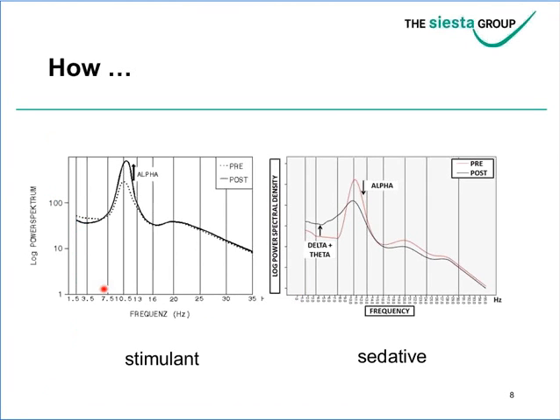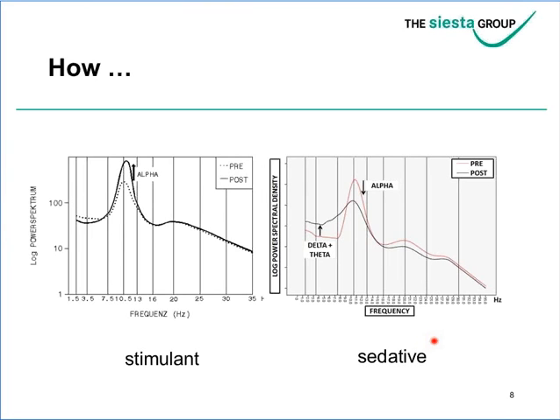The how. Here's the most frequently used or seen example of how you can distinguish the type of action of a drug. If you see an increase in alpha with a decrease in delta, that is typically a sign that your drug is acting as a stimulant in some way. Whereas if you have a decrease in alpha and an increase in delta, this is a strong sign that your drug is acting as a sedative.